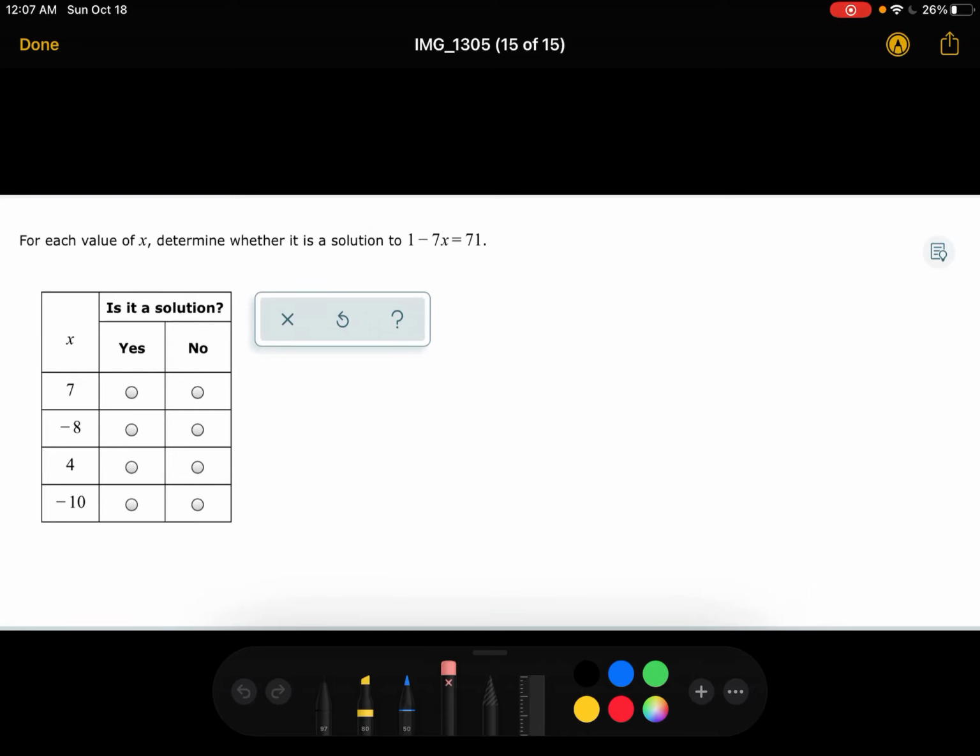All right, so this question is simply asking for the value of x. Determine whether it is a solution to 1 minus 7x equals 71. So what you're going to do is look at this equation and ask: do these values in here, when I input them into this equation, equal 71?